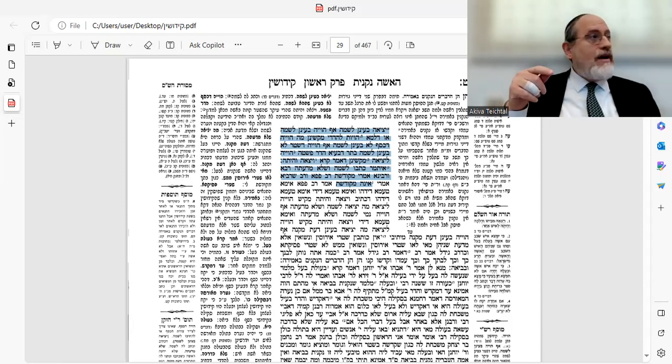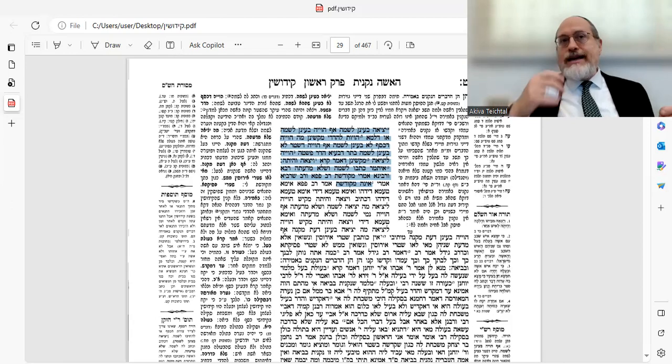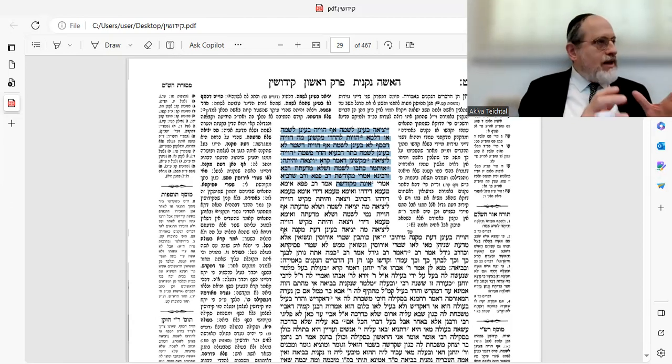Why is it that by a get you need to write the name of the girl and the boy, and by kiddushin you don't? So it says by a get, it says Sefer Krisus. Sefer Krisus means that everything has to be contained. All the krisus, all the get, has to be self-explanatory in the get.